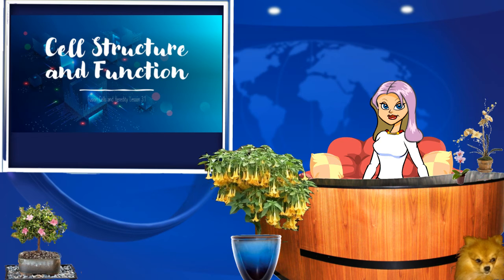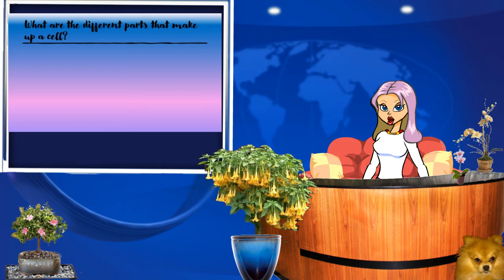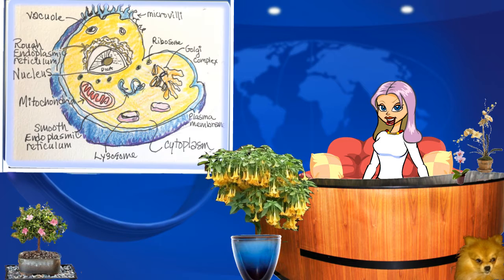Welcome to Lesson 3, Cell Structure and Function. Essential question: what are the different parts that make up a cell? Being unique. What are the characteristics of eukaryotic cells?